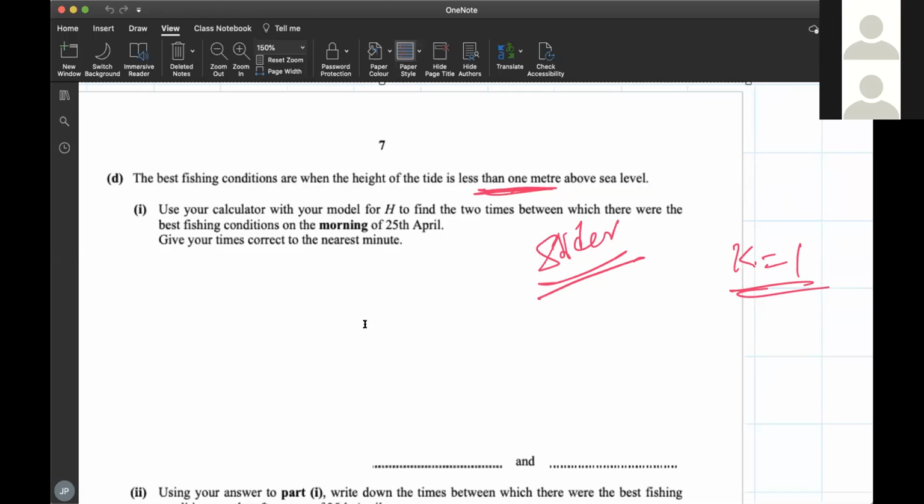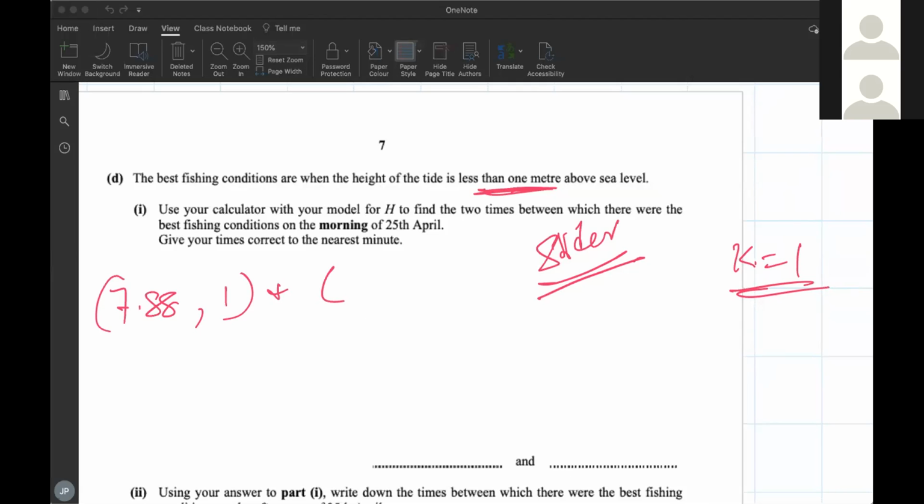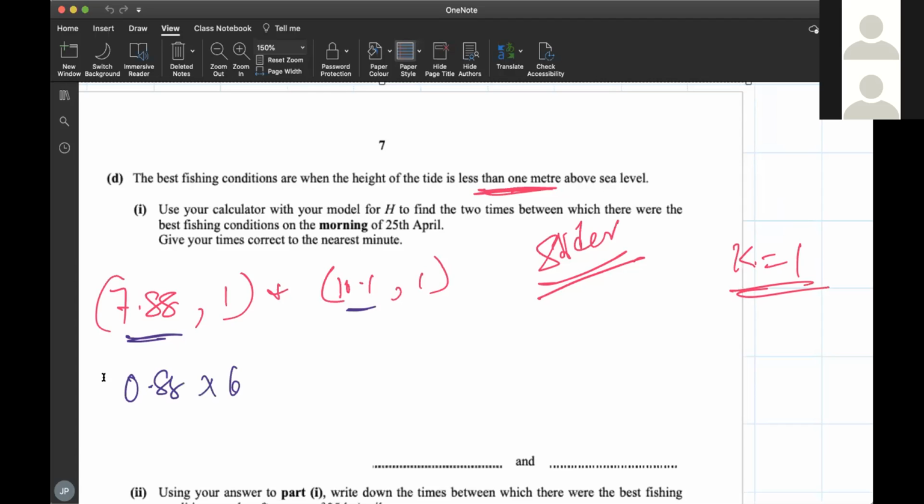So the point of intersection was 7.88 comma 1, and the next point of intersection, let me just look at my calculator quickly, was 10.1. Now this is the morning hour. 7.88 hours to 10.1 hours. Now you want the nearest minute, right? So you need to convert 0.88 hours to minutes. You need to convert 0.1 hours to minutes, okay? And that's the conversion.